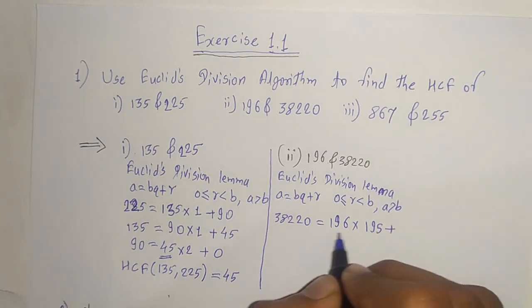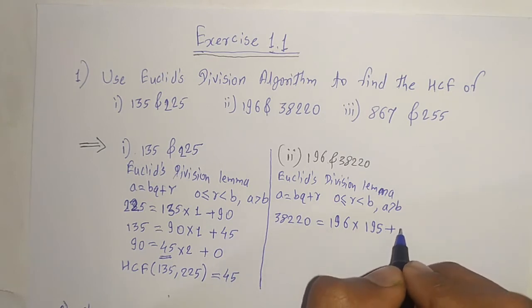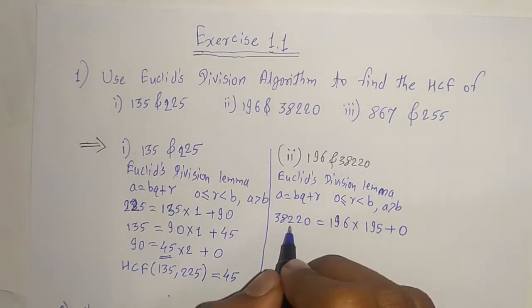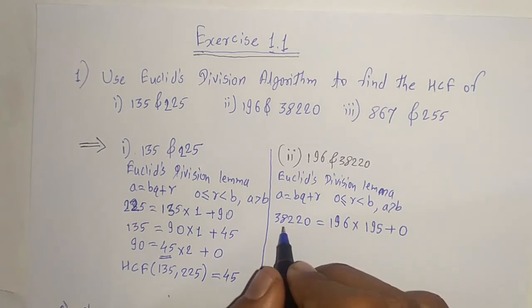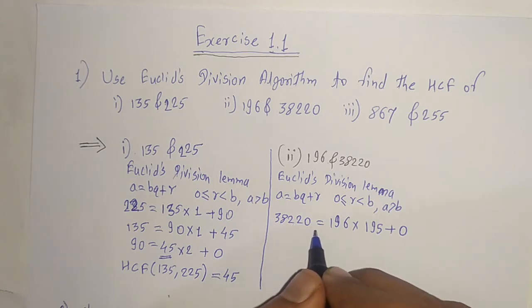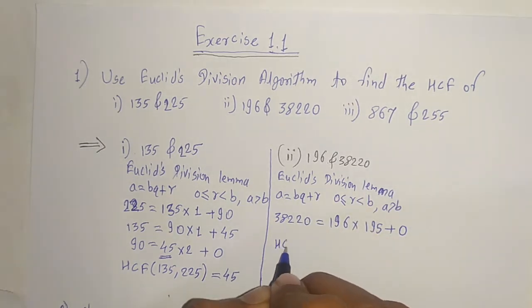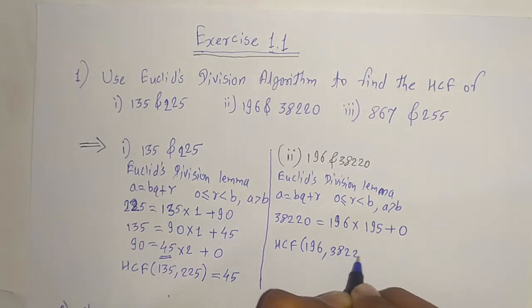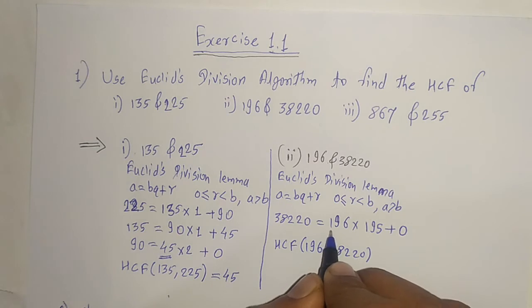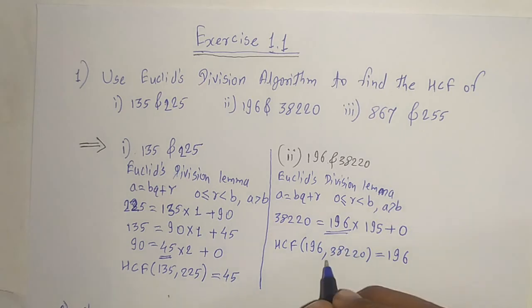So if you multiply these two numbers, you will get exactly 38,220. So the remainder in this first step itself will be 0, because 38,220 minus 196 into 195 will be the same number, 38,220. So the remainder will be 0. In the first step itself, you got your answer: the HCF of 196 and 38,220 will be the divisor itself, which is 196. In one step only you got your answer.